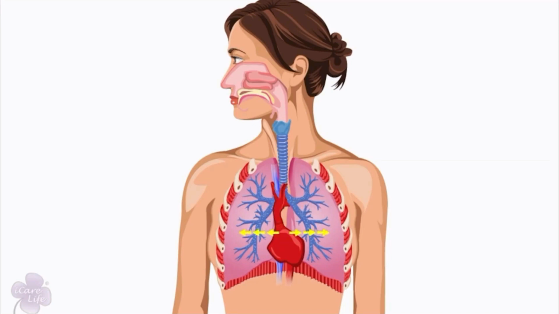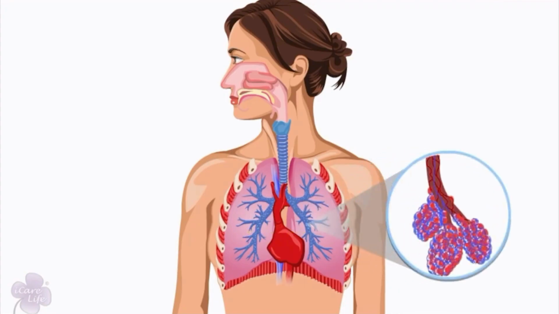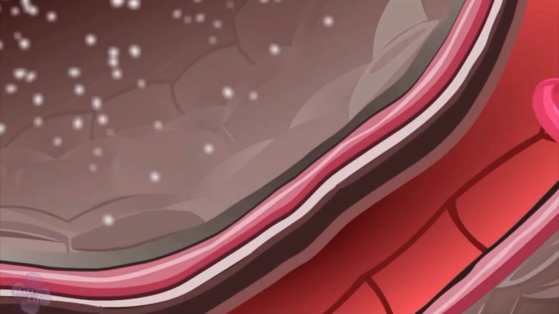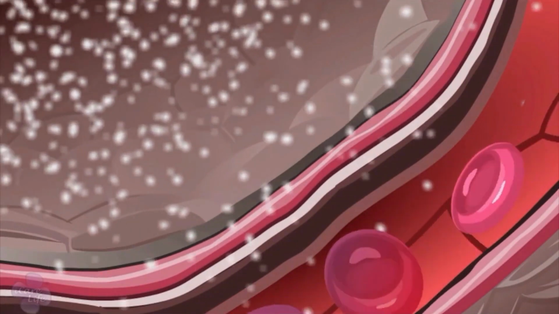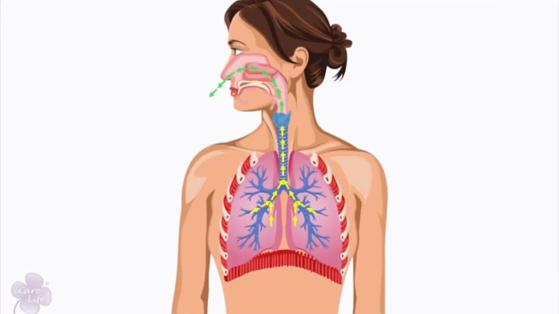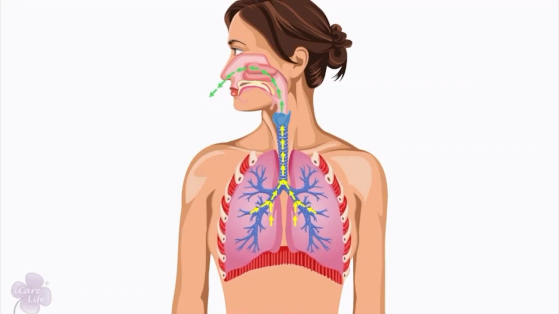When we breathe out, the red blood cells with the carbon dioxide from different parts of the body reach the capillaries. The capillaries pass the carbon dioxide to the alveoli. The lung expels the carbon dioxide. The carbon dioxide travels through the bronchi, trachea, larynx, and pharynx, and is thrown out from the nostrils.